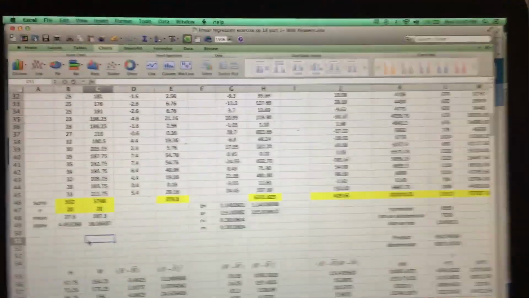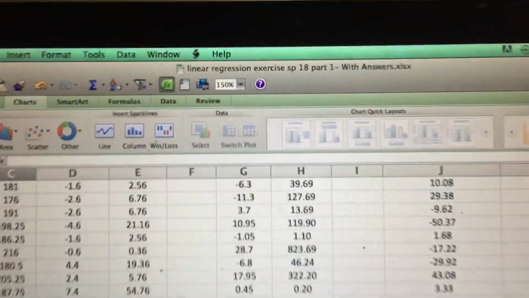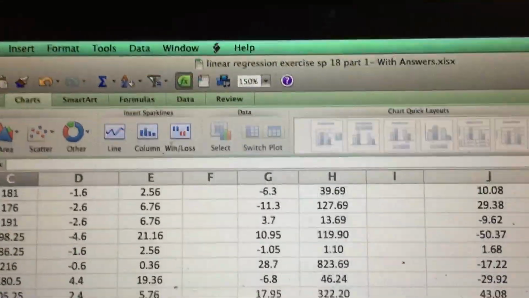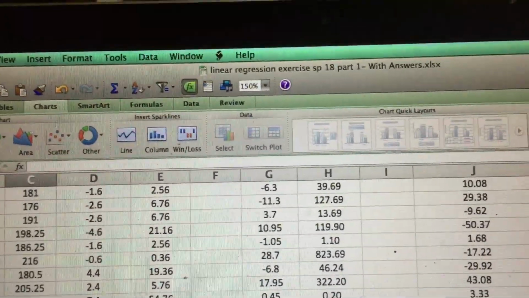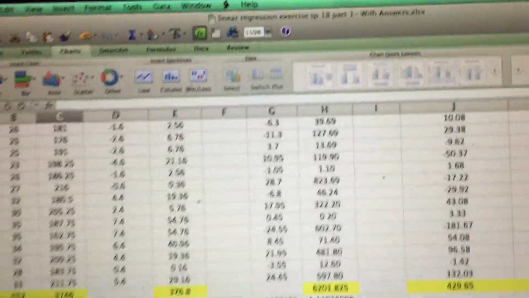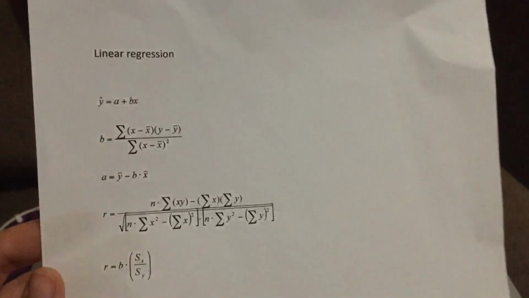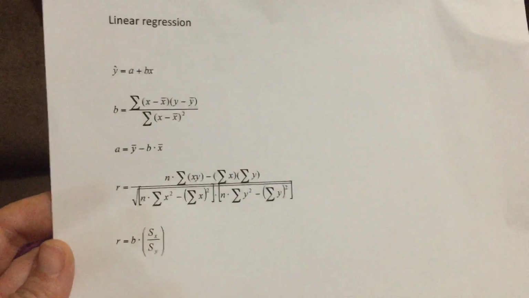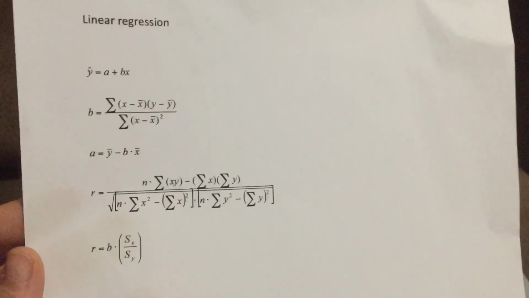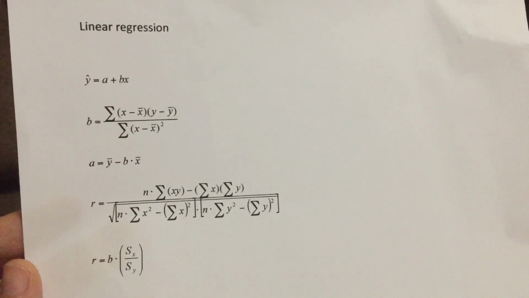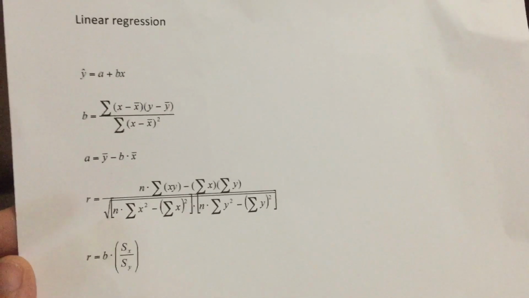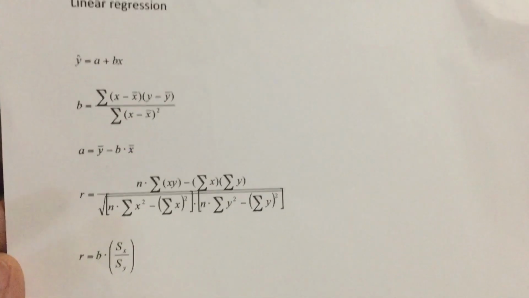Alrighty, again we're in Math 115. We are doing linear regression, exercise SP18, part 1. That's found in our resources. I should mention that the linear regression material is in our resources as well, under linear regression, I believe, for the formulas on how to get the B and the A and the R values.